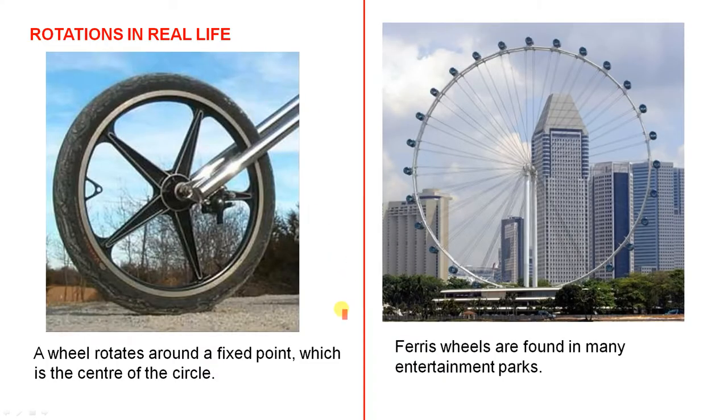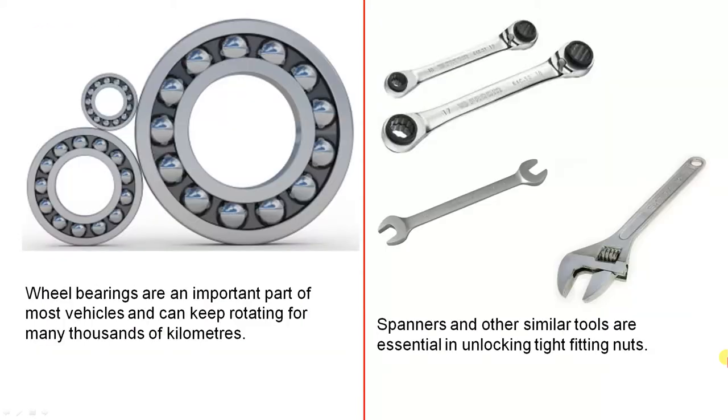Rotations in real life. A wheel rotates around a fixed point, which is the centre of the circle. So there's the centre there. So that's the fixed point. Ferris wheels are found in many entertainment parks, and the fixed point obviously is in the centre there. Wheel bearings are an important part of most vehicles and can keep rotating for many thousands of kilometres. Spanners and other similar tools are essential in unlocking tight-fitting nuts.